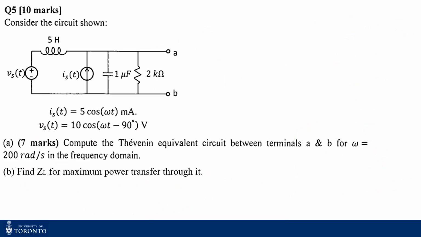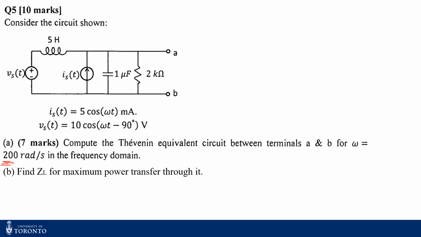All right, so for the last question, you see that this is an AC circuit, and you are asked to find the Thevenin equivalent circuit between terminals A and B for omega equal to 200 radian per second. Now you need this omega to calculate the impedance or the reactance of the inductor and the capacitor. So now you have to find the Thevenin equivalent circuit across A and B.